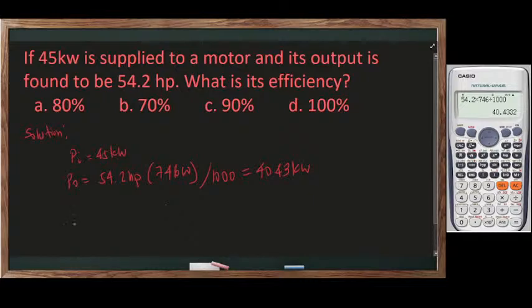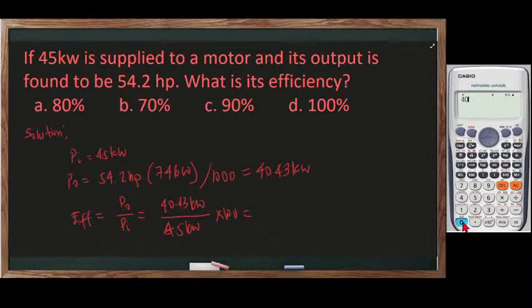So solving for the efficiency, so power output, meron tayong 40.43 divided by the input, so 89.84, na yung pinakamalapit sa choices natin is 90%, no? So ang tamang sagot is letter C, which is 90. 89.84, no?